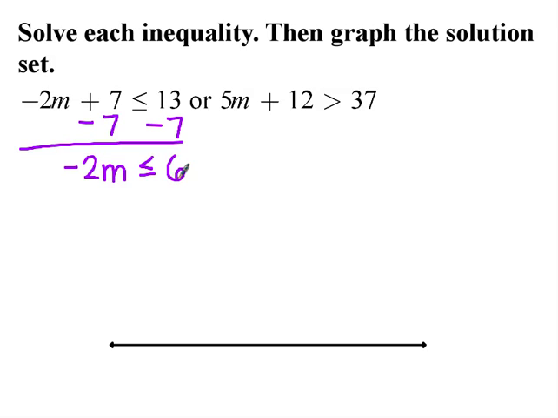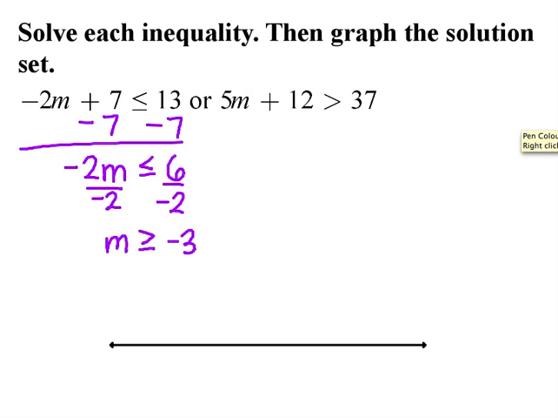What do I do now? Divide by -2. Now when I'm dividing by that -2, you should automatically have like a little alarm that's going off. You just divided by a negative number, so you've got to flip that inequality. So I get m to be greater than or equal to negative 3. So that's my first statement.